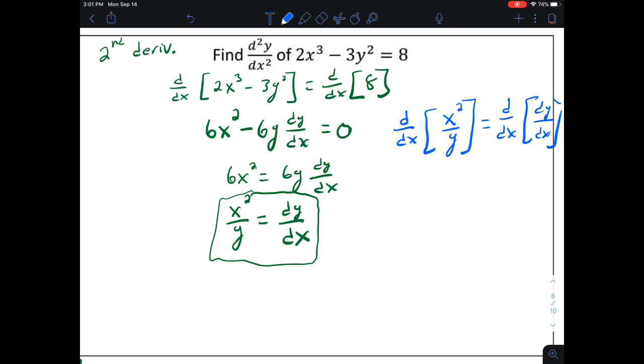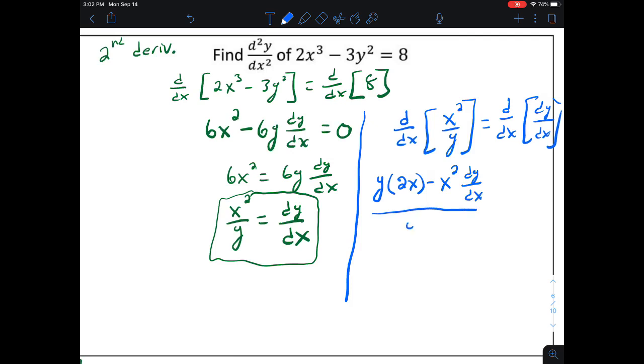So we do the quotient rule because of the left-hand side. Quotient rule, bottom times the derivative of the top, which would be 2x, minus top times the derivative of the bottom. Well, the derivative of the bottom is dy over dx, all over bottom squared. So that is my second derivative.